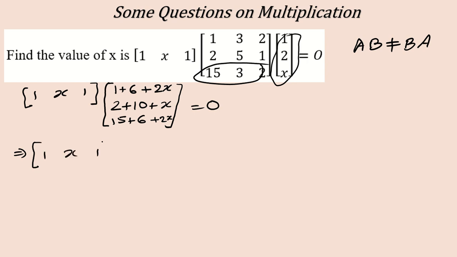Let's simplify this a little, and then we'll have to multiply it again. 1 by 1 as it is, and here 6 plus 1, 7 plus 2x, then 12 plus x, then 21 plus 2x is equal to null matrix.